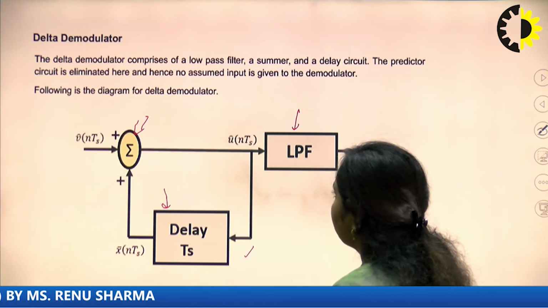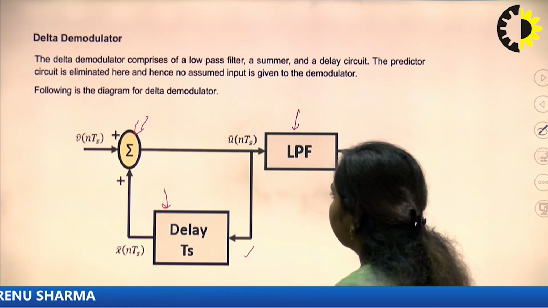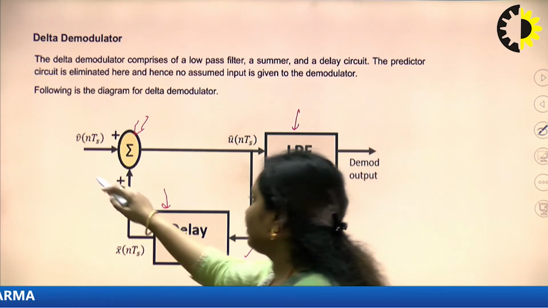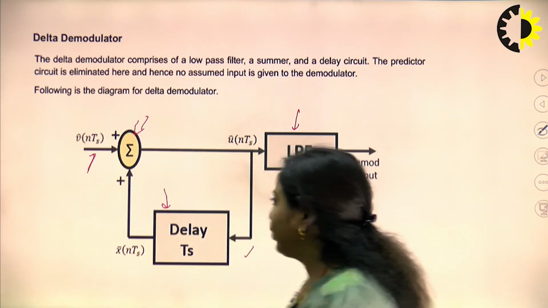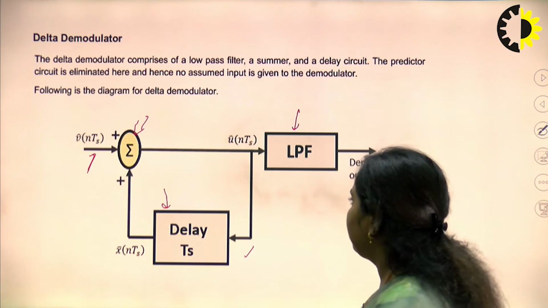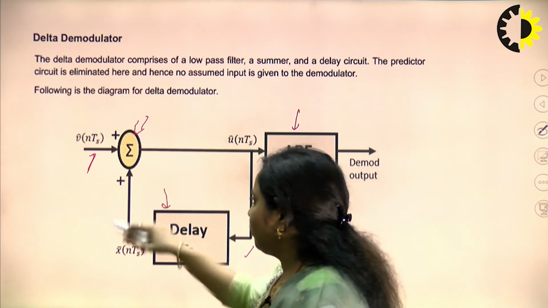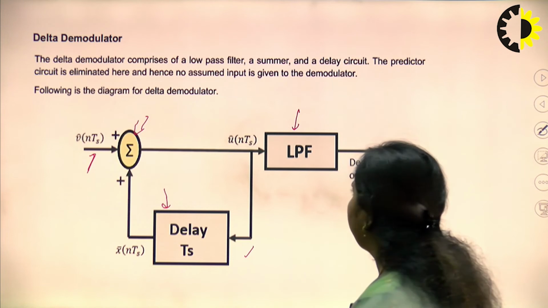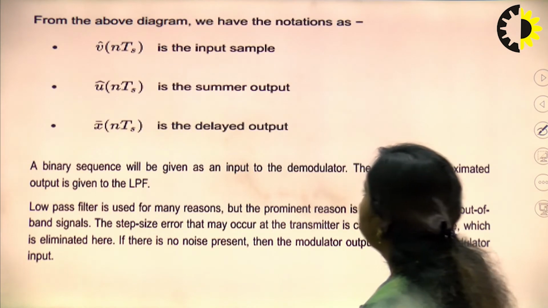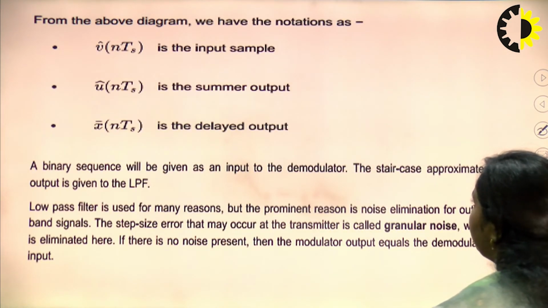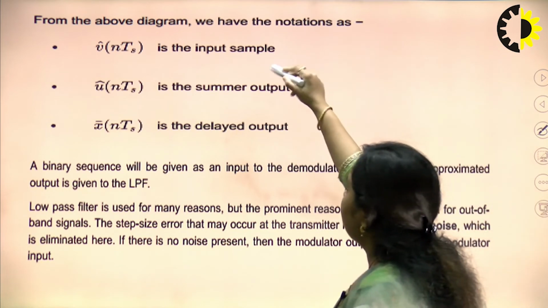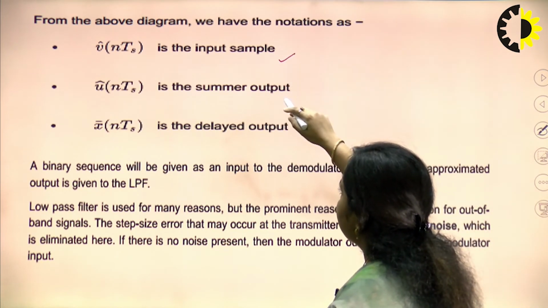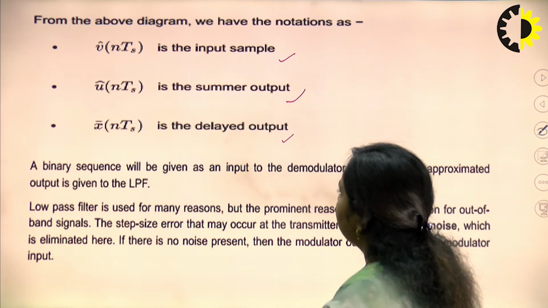So, that is the following diagram for the delta demodulator case. That is the input of this summer, V cap in TS, followed by the output of this, which will be U cap in TS, that will be the summation of U cap in TS and X dash in TS. So, that will be the output of the low pass filter. Now from the above diagram we have the notations: V cap in TS is the input sample, this is the summer output, and this will be the delayed output.